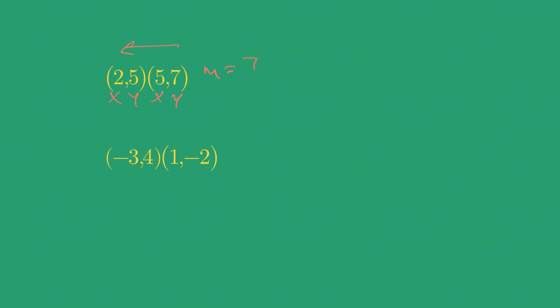7 is my first y value, minus 5 is my second y value. So my first y value is 7 minus 5.